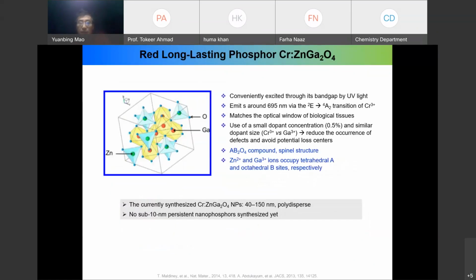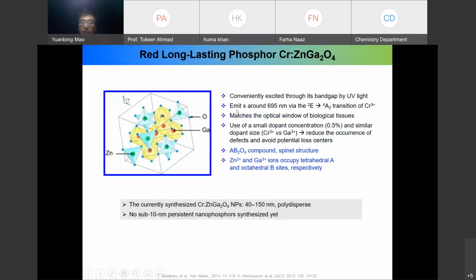And so we looked into this type of phosphor, chromium-doped zinc gallate. This is also a well-known material. It has a spinel structure, so I will skip this part. But one important thing is that the chromium is also interesting.